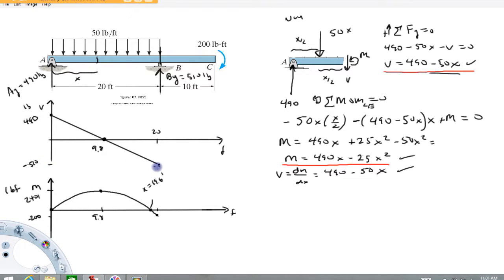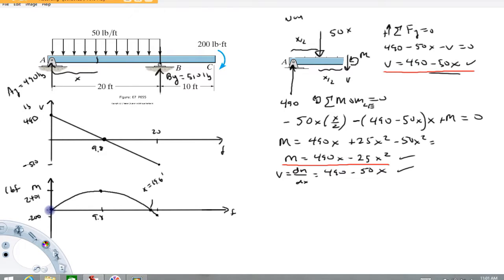I went ahead and connected the dots. I went ahead and calculated the zero here because I knew I was probably going to need that later on. This has a zero at about 9.8 feet. Okay, our moment function here, 490x minus 25x squared.